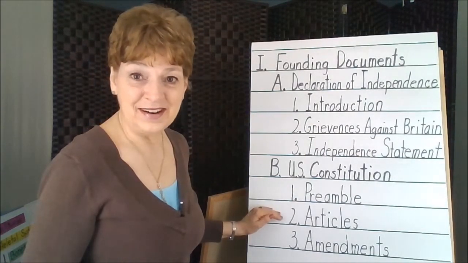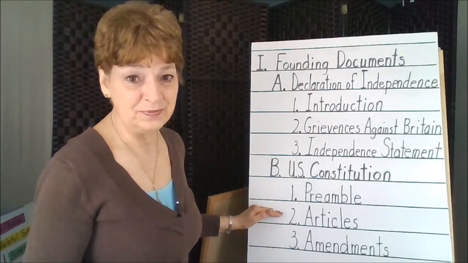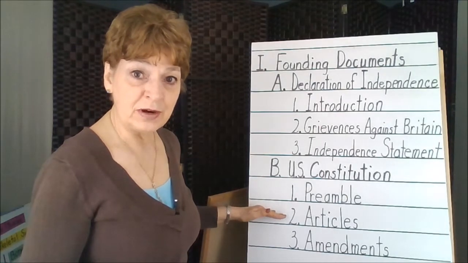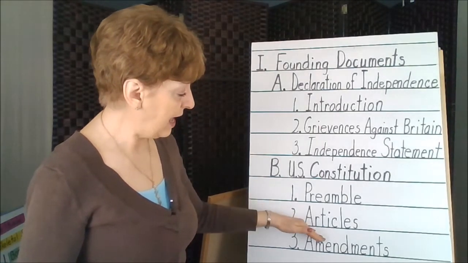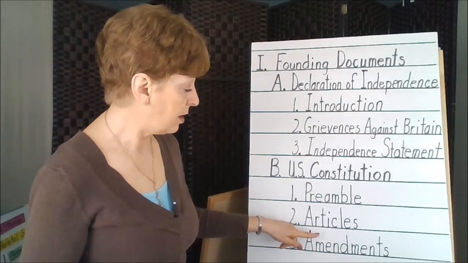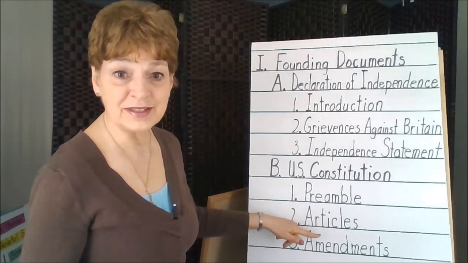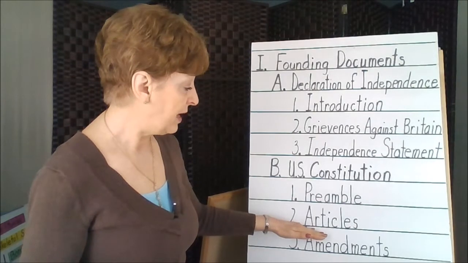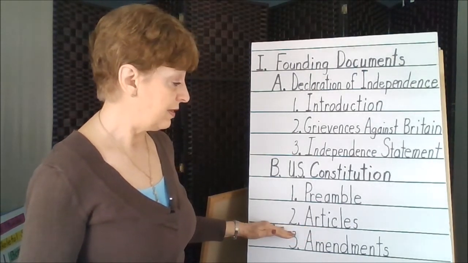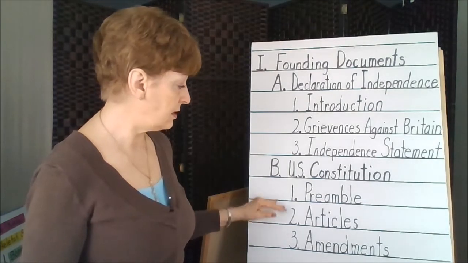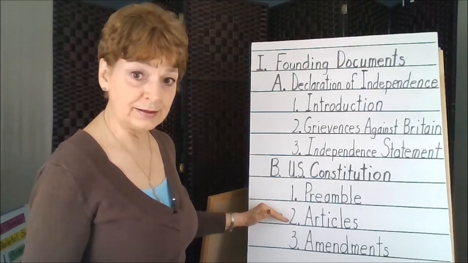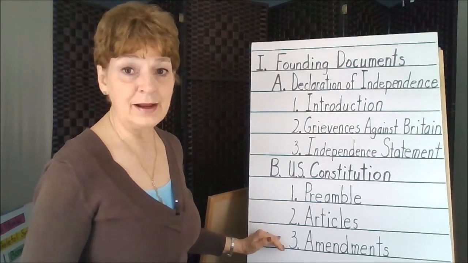There are 7 articles in the U.S. Constitution. If we were going to talk about each and every one of them, we would have a subcategory after this, and then probably do Article 1, Article 2, 3, 4, 5, 6, and 7. So there could be as many as 7 topics under this one alone. But the macro on this is that the Constitution has the preamble, articles, and a section on amendments.